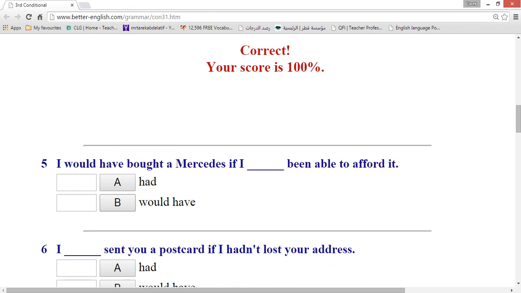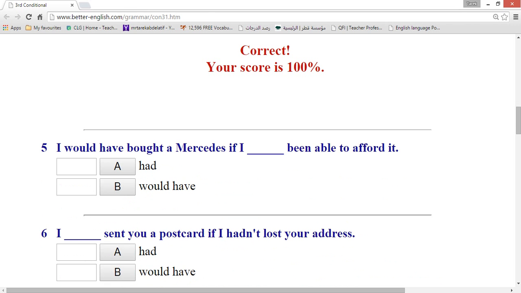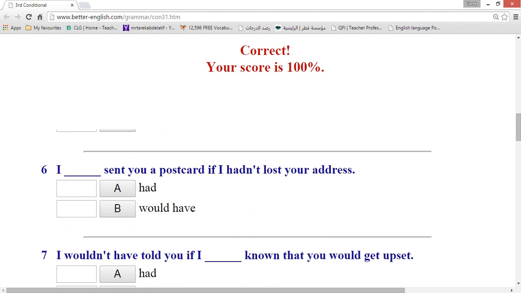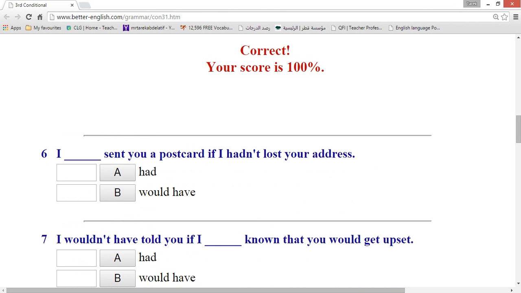Number 5. I would have bought a Mercedes if I had been able to afford it. That's the if clause. It's had or would have. Yes, that's letter A, had. Thank you guys. Number 6. I would have sent you a postcard if I hadn't lost your address. Now it's very easy. Hadn't lost, so yes, would have.